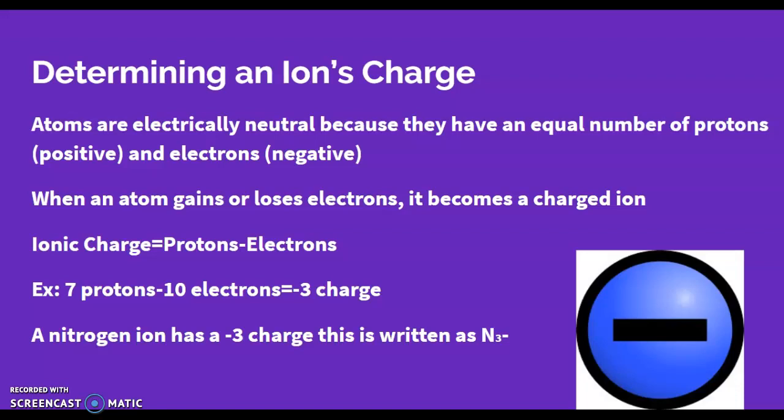So again, how do you determine the ionic charge? You're taking the number of protons and subtracting the number of electrons. Your book gives you some examples on page 400 if you want to look over those, and we'll talk about some of those live in class as well.